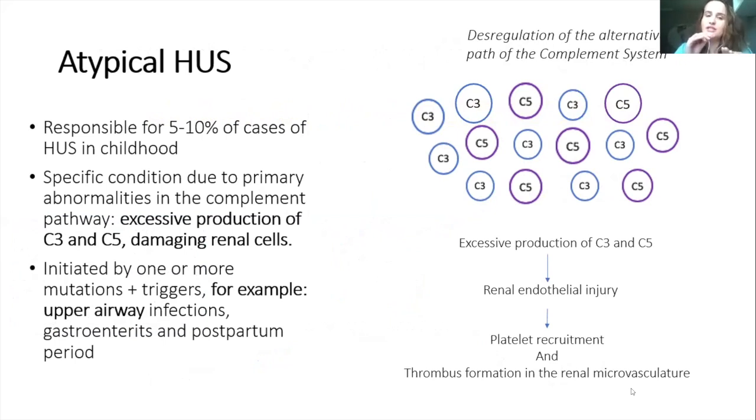So it's a condition due to primary abnormalities in this complement pathway that leads to an excessive production of C3 and C5 proteins. This causes damage in the renal cells. This renal endothelial injury leads to platelet recruitment and thrombosis formation in the renal microvasculature. This whole process can be initiated by one or more mutations and triggers, for example, upper respiratory infections, postpartum period, and gastroenteritis.